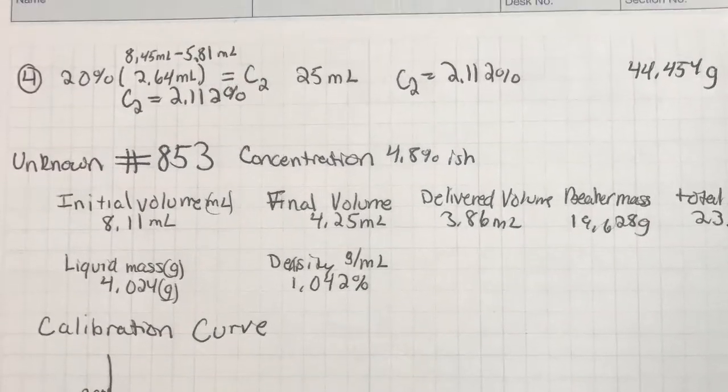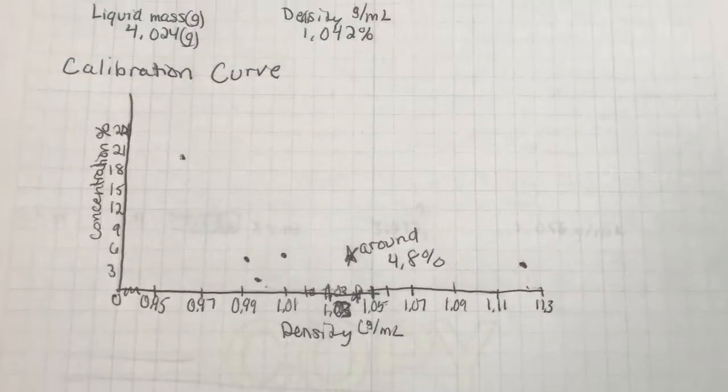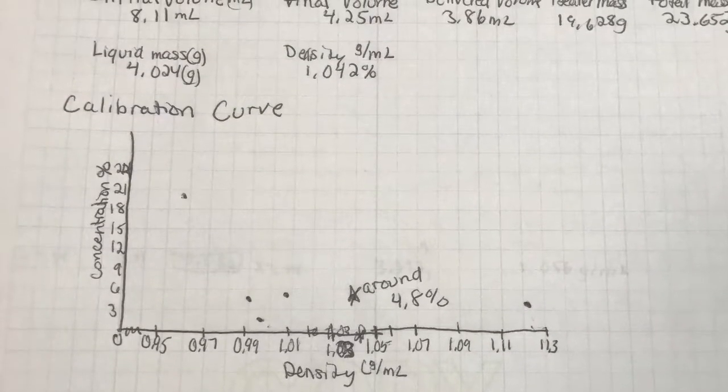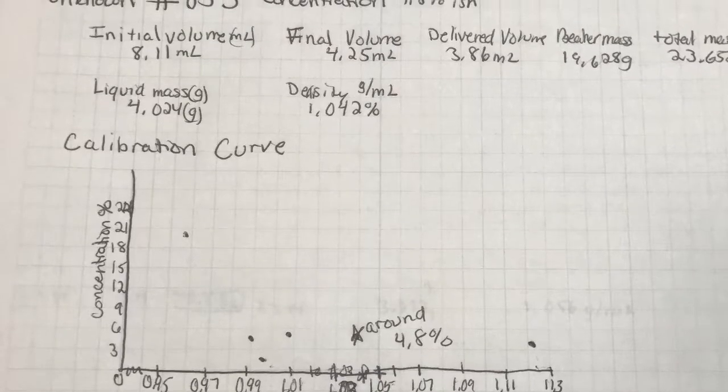In Challenge 2, we figured out that we had final concentrations ranging from around 5% all the way down to around 2%.